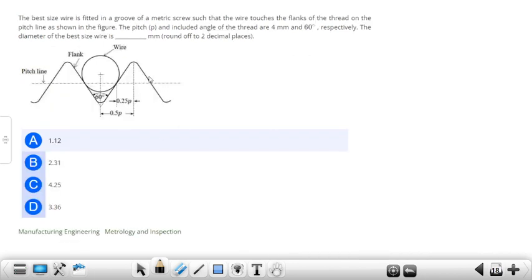Then next question. The best size wire is fitted in a groove of a metric screw such that the wire touches the flank of the thread on the pitch line as shown in the figure. The pitch P and included angle of the thread are 4 mm and 60 degrees respectively. Diameter of best size wire is dash mm, rounded up to 2 decimals.